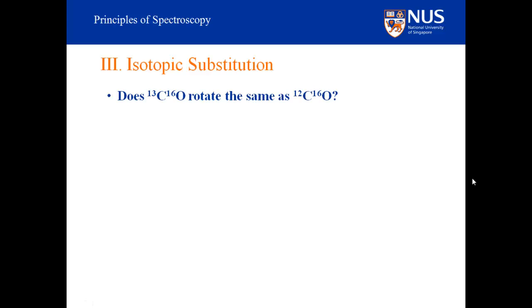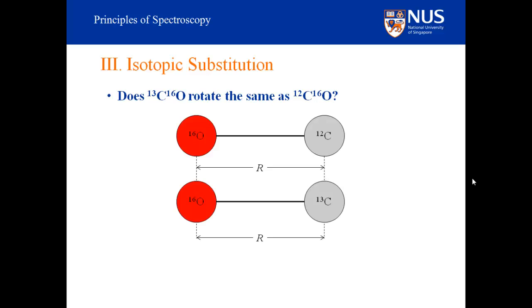So the question that arises when we consider isotopic substitutions is, does carbon-13 monoxide rotate the same as carbon-12 monoxide? Well, the one thing that I do know about these two different molecules is that the bond length is the same. I am sure you have seen a potential energy diagram for a diatomic. Well, you know that the equilibrium bond length can be identified when the potential energy is a minimum. So why would the minimum be the same for these two carbon monoxide molecules?